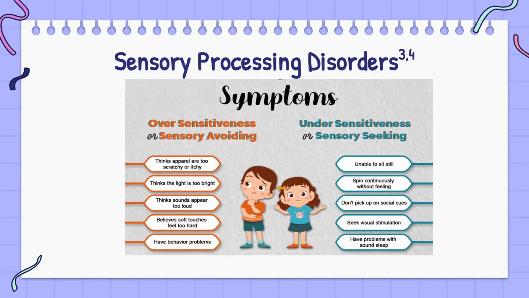These can present differently based on the individual, so make sure to consult with the child's caregiver on how to best manage their sensory processing disorders. These symptoms can differ in that they're either oversensitive or sensory avoiding, or undersensitive or sensory seeking. Sensory avoiding can look like tactile irritation, lights being too bright, being sensitive to loud noises, and having behavioral problems. Sensory seekers can present like they are unable to sit still, have trouble with social cues that they should be able to pick up on, seeking increased visual stimulation, and trouble sleeping.